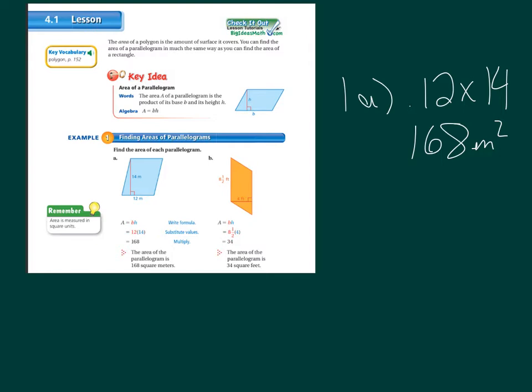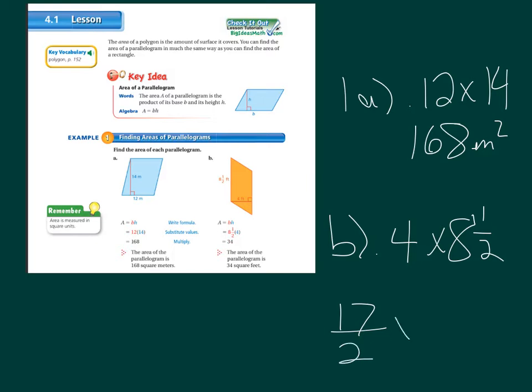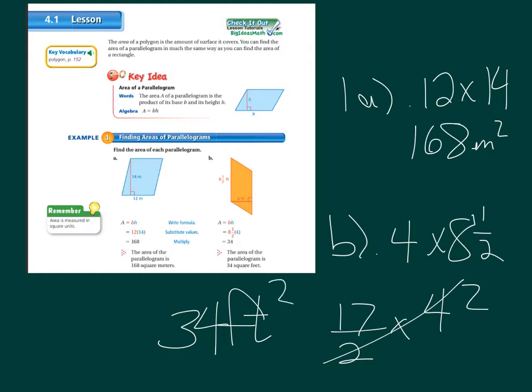So the next one, B, it's 4 for the base and 8.5 for the height. We should know how to multiply fractions. If I take 8.5 and make it a mixed number, it would be 17 over 2 times 4. And I would cross the 4 and the 2 out, and I would take 17 times 2, and I would get 34 in feet, and it's squared because it's area. So 34 feet squared is the answer to that one.